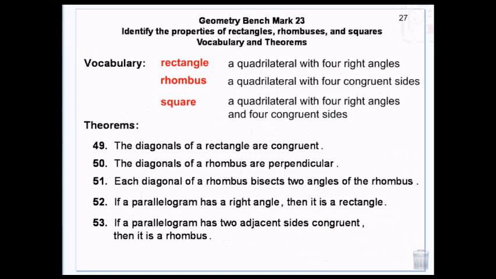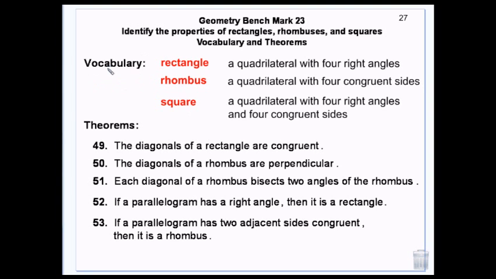Interesting little thing. A square is both a rectangle and a rhombus. So every square is a rectangle, every square is a rhombus, but not every rectangle is a square. And not every rhombus is a square.